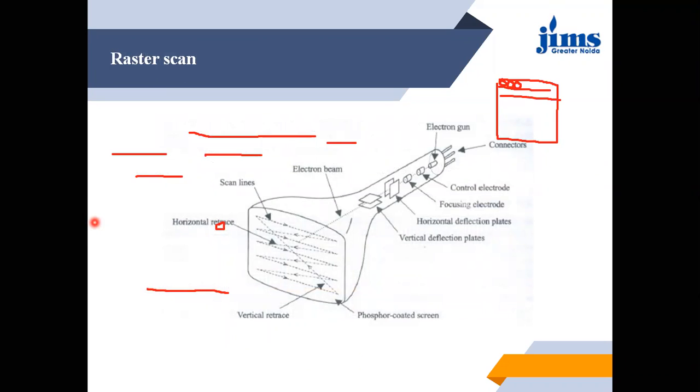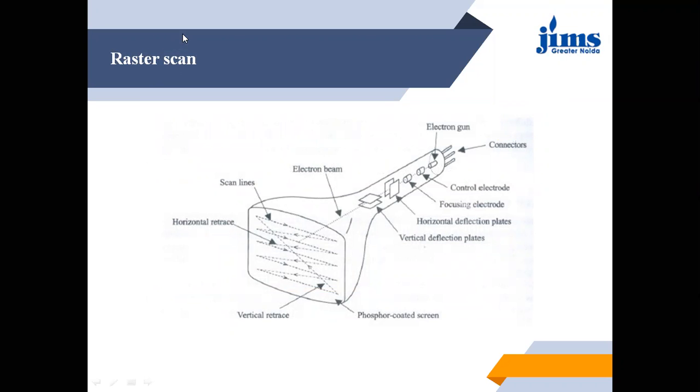Yeah, raster scan. Let me clear it first. So we discussed the scan line. A scan line is the collection of pixels in a horizontal line. When we combine all the pixels on a horizontal line, it is called a scan line.